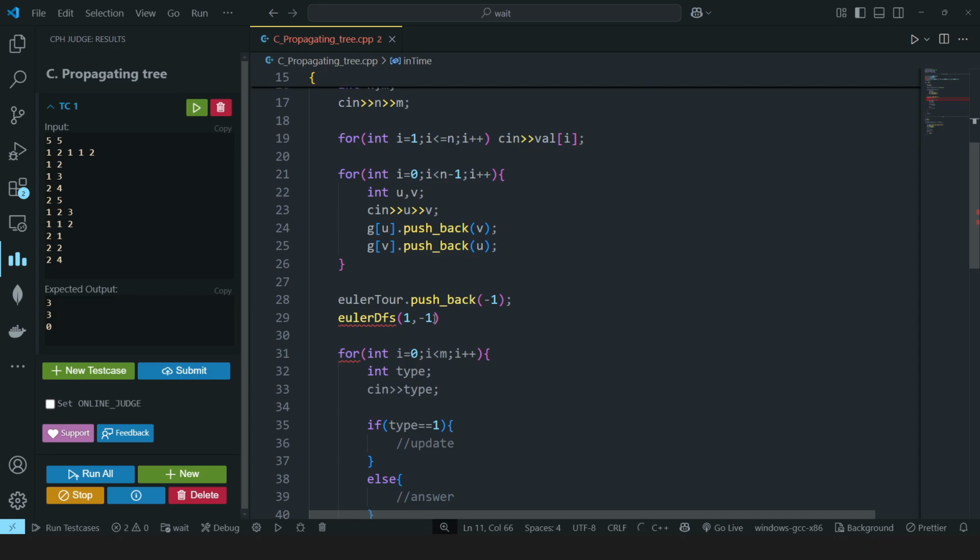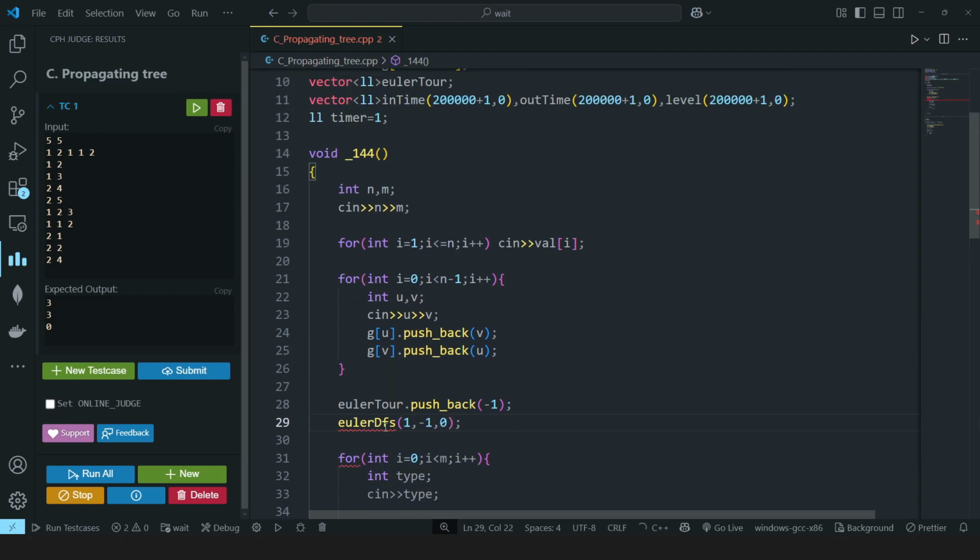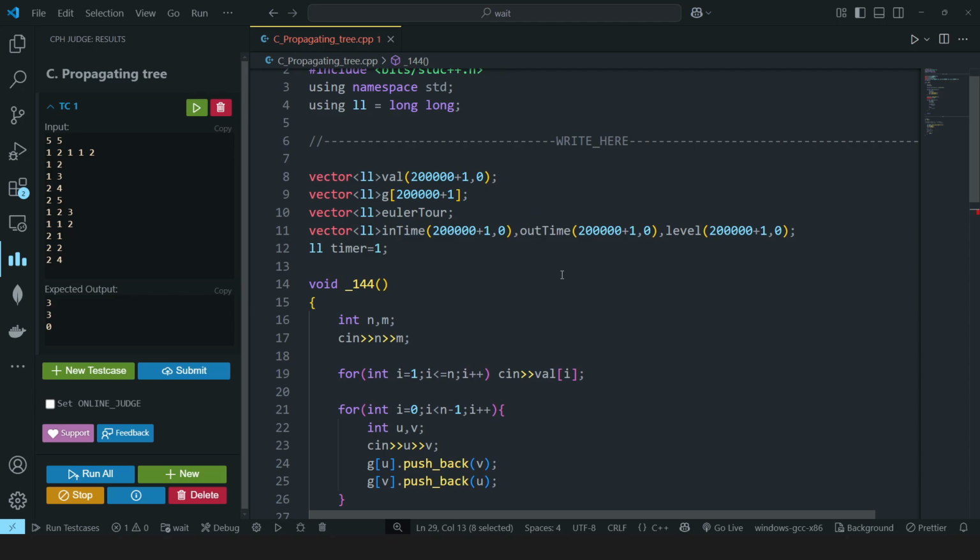So now I will pass the level for the initial root node. So what is the level? It is 0 only, just as I told you in the explanation. Let us now write our Euler DFS function here.